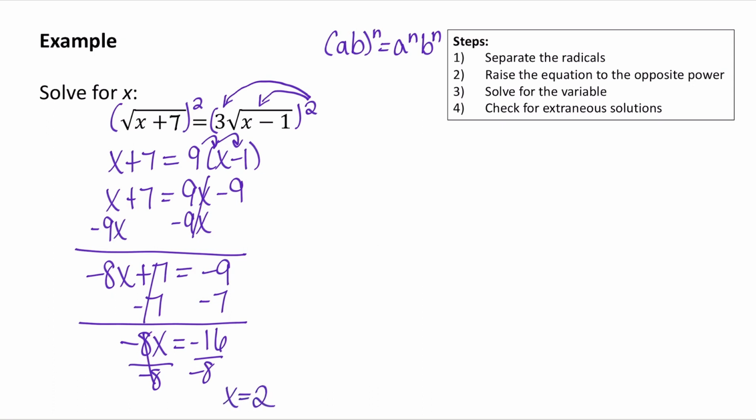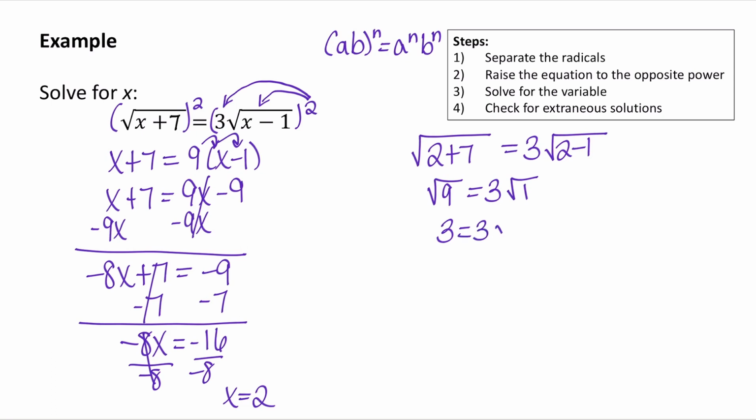So now that I have x equals 2, I'm going to plug back into my original equation and make sure that it makes the equation true. So I have the square root of 2 plus 7 equals 3 times the square root of 2 minus 1. So that gives me the square root of 9 equals 3 times the square root of 1, which does in fact tell me that 3 equals 3. So that means that x equals 2 is the solution to this equation.